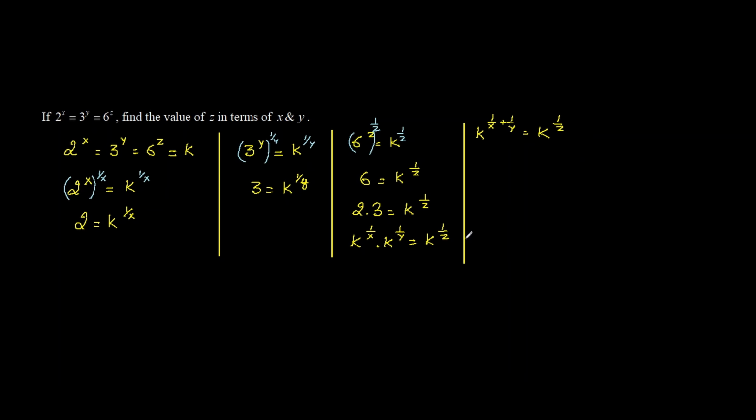Now, when the bases are same, the exponents must be equal. So we have 1 over x plus 1 over y equals 1 over z. Now, if we take the LCM on the left hand side, we get y plus x over xy equals 1 over z, and then we flip the fractions on both sides, we get xy over x plus y equals z. That's your answer.